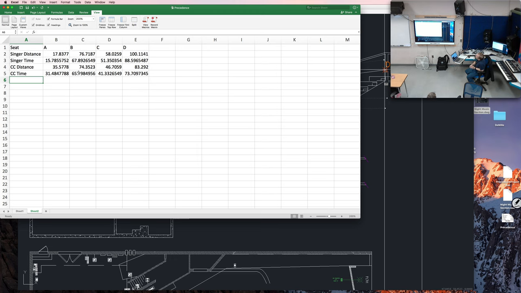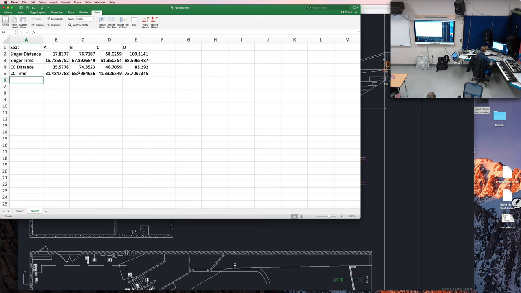Now, what I want to find out is what is the difference in time between those two sounds when they get to those seats? So if the singer's voice arrives 15 and a half milliseconds after it makes its noise at the front row, and the center cluster arrives 31 and a half milliseconds at the front row after it's made its sound, what's the difference in time? If I'm sitting at the front row, how much time is there between those two sounds? Because that's what I want to know. I want to make sure that those are happening in the right order.